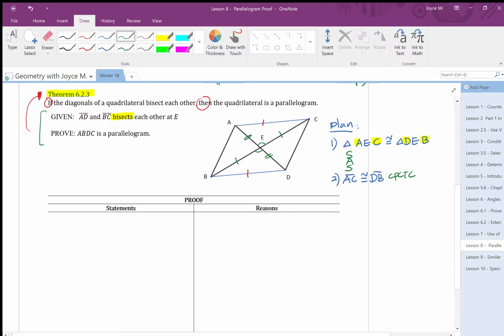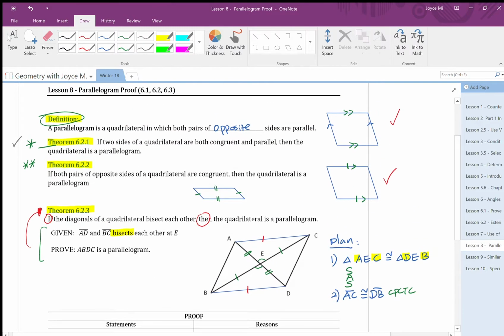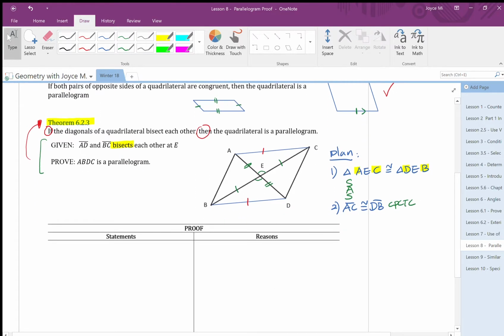Again, think about what we need to show. If I want to use Theorem 6.21, I need to show that one pair of opposite sides are both congruent and parallel. Then it's a parallelogram. We showed that they're congruent already.